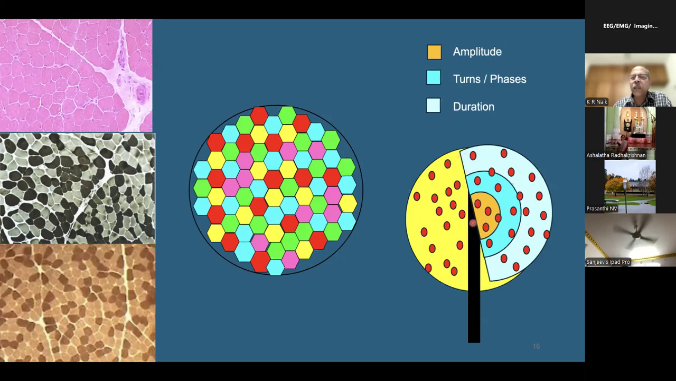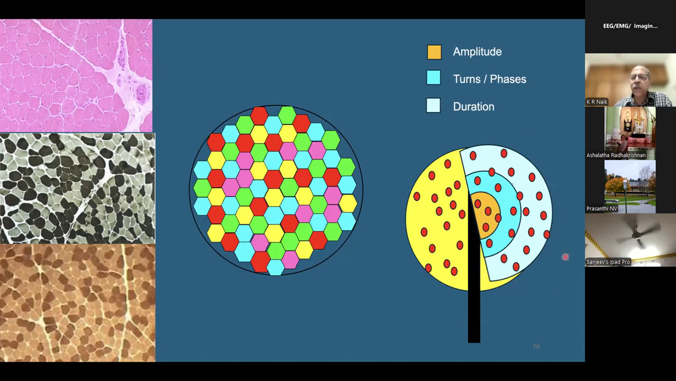The moment this electrode position is changed by a fraction of a millimeter, it may be in contact with one or two muscle fibers, sometimes more than that, which will produce a bigger or smaller potential. If only one fiber is there, this potential is going to be small. If there are five or more, the MEP amplitude is going to be much bigger.